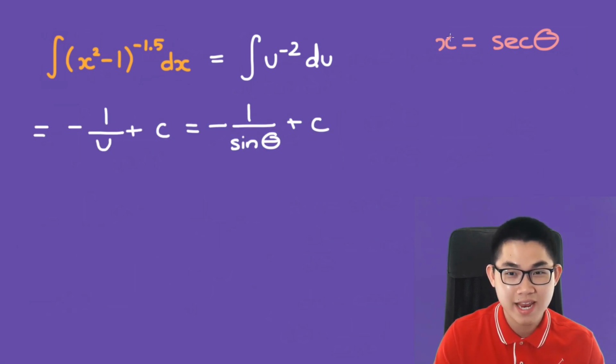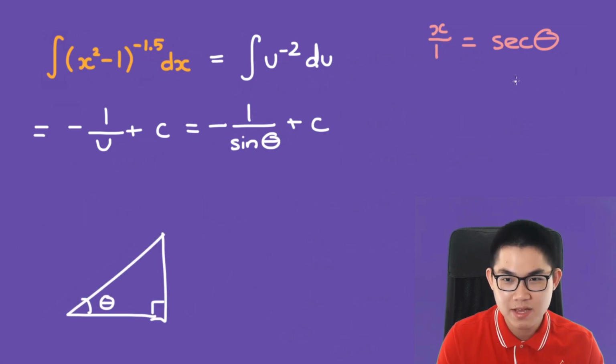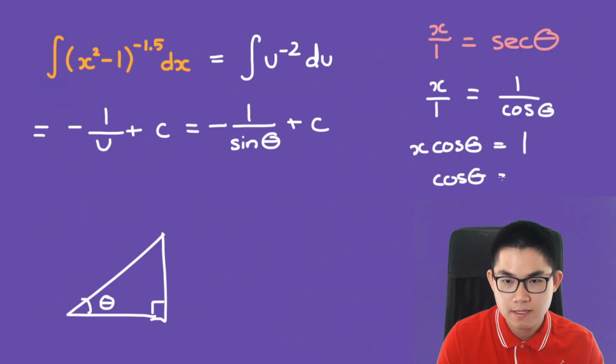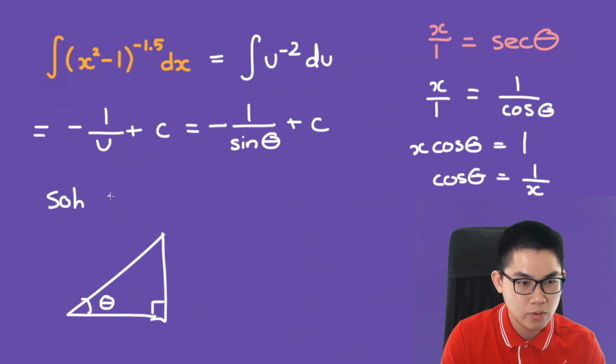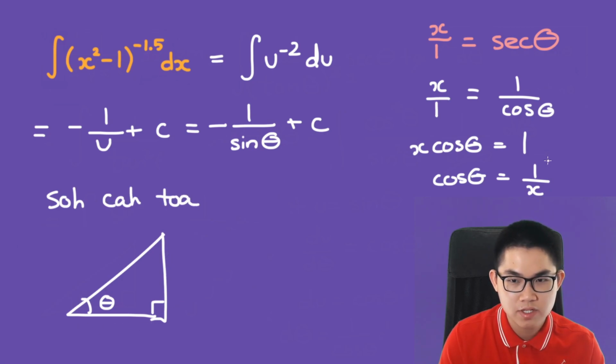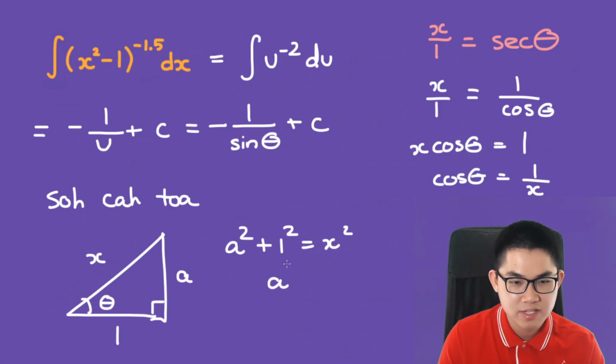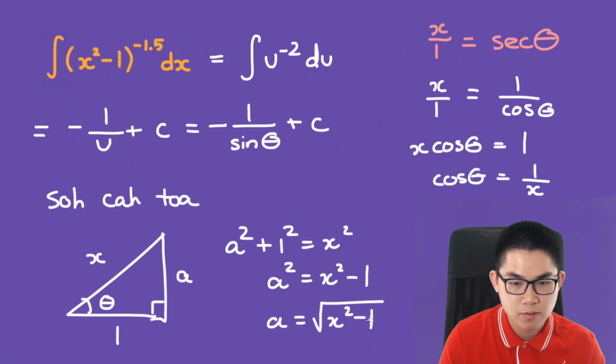At the very beginning, we let x equal secant. We can also say that secant is equal to x over 1. It's the same thing. So secant is basically 1 over cosine, and 1 over cosine is x over 1. So x cosine is 1, and cosine is 1 over x. Our SOHCAHTOA rule says that cosine is our adjacent side over hypotenuse. So the 1 will be the adjacent side, and the x will be the hypotenuse. We just need to find this side. So a squared plus 1 squared is x squared. A squared would be x squared minus 1. So a will be the square root of x squared minus 1.